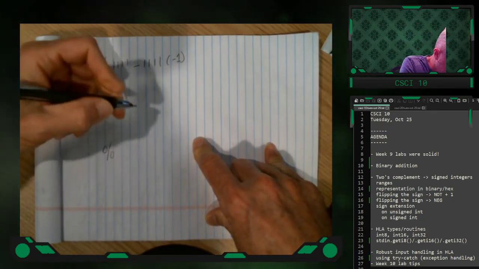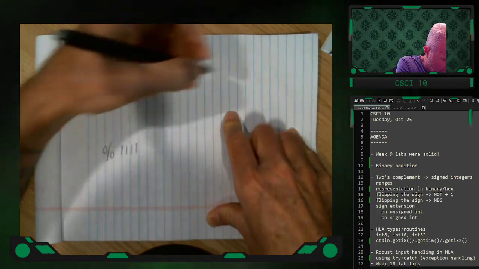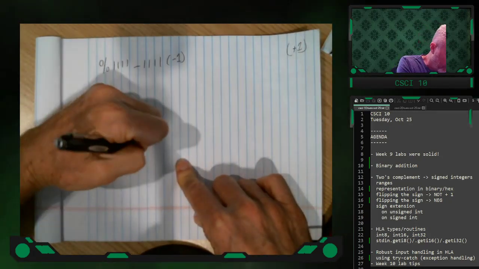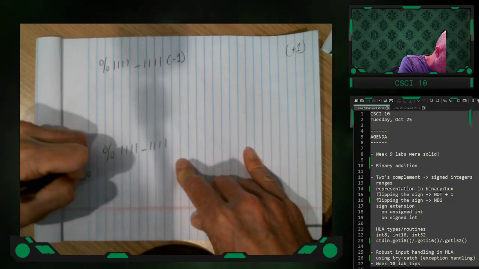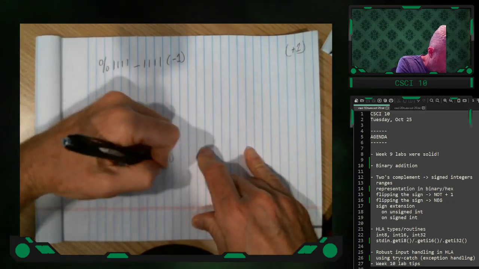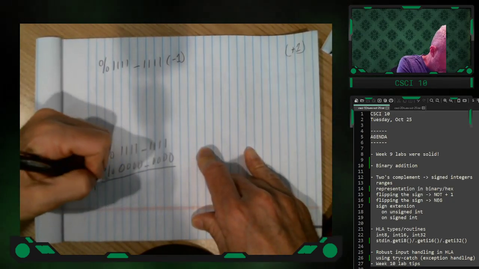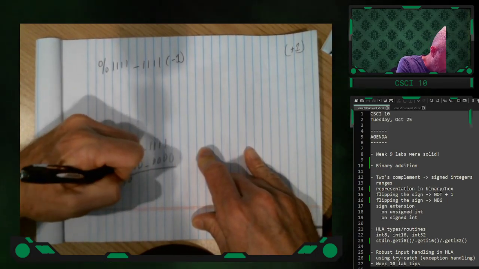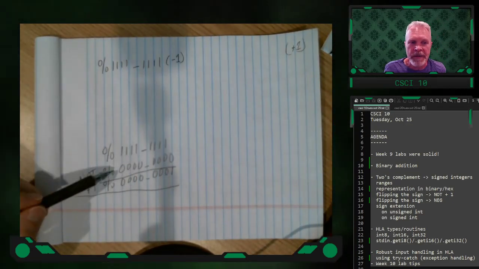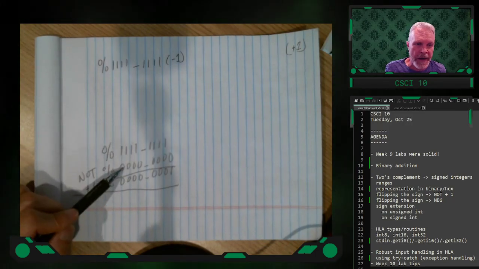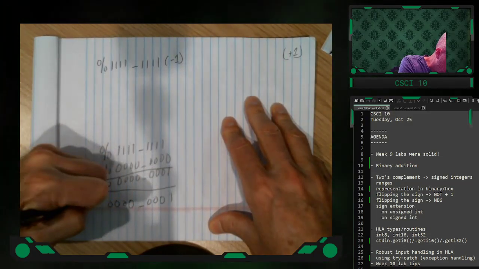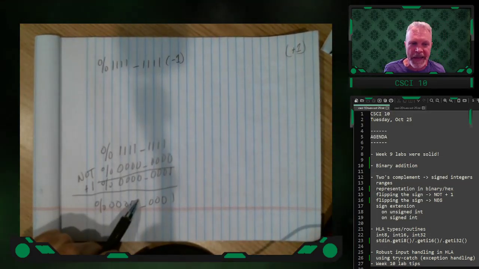So we do the same process. If we want positive 1, we can take negative 1 if we have it. We can not the bits. Oops, we can add 1. Sorry, I just drew the line too quick. So if we have negative 1 and we want to know what positive 1 is, we not the bits, we add 1, and we get positive 1 back out, which I just happen to think is kind of a cool thing.